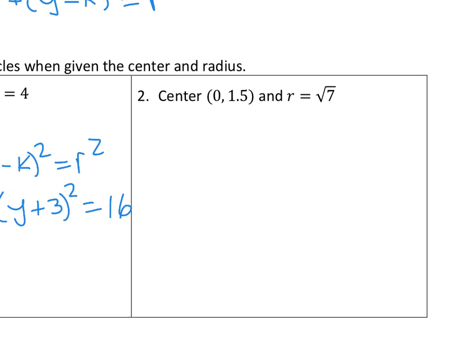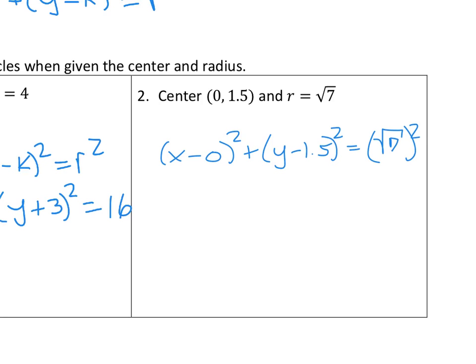Okay, last example, we have x minus 0 squared plus y minus 1.5 squared equals the square root of 7 squared. X minus 0 is just x, so we can just simplify that, and we'll leave this other expression in the parentheses. Square root of 7 squared is 7.